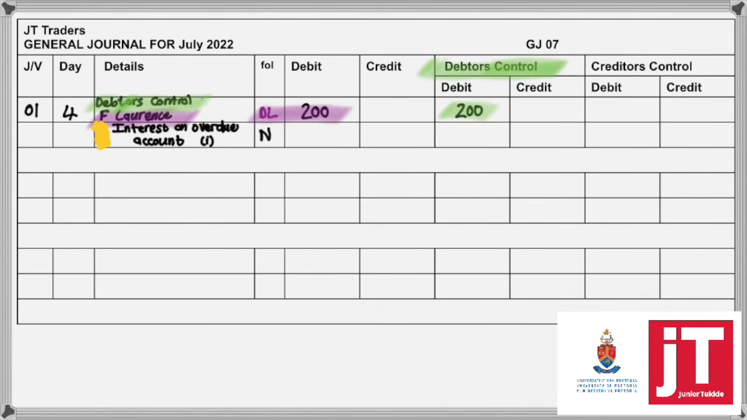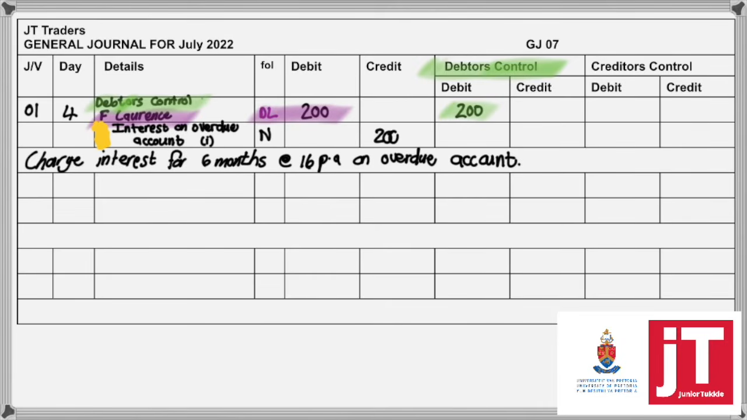So get into the habit of leaving a small space here before you write your credit entry. And then the 200 Rand must be posted to the income account. Narration, just say what happened: charged interest for 6 months at 16% per annum on an overdue account. So it's a short description of the transaction in your own words.